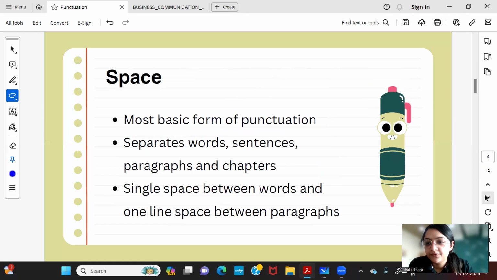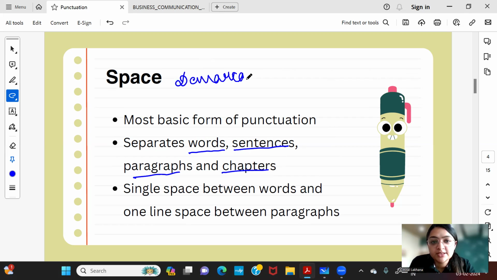To begin with, the first one, we have the space. Even though it is not a mark in itself, it is the most basic form of punctuation that exists in the English language. How does space help? Space helps separate words, sentences, paragraphs, and chapters. What space does is give a demarcation between the various phrases and words used in any particular sentence or any particular paragraph.